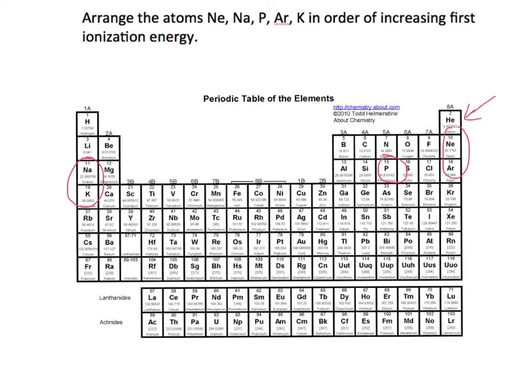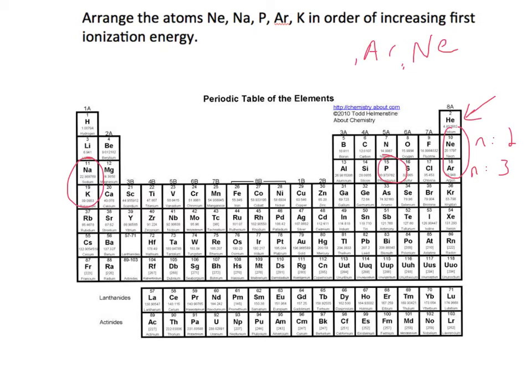Well, how do we know which one has a greater ionization energy, neon or argon? Well, argon is in the n equals 3 shell, whereas neon is in the n equals 2 shell. And so the electrons farther out are going to be more likely to be given away versus the ones held closer in. And so neon is going to have the highest ionization energy. Argon would be the second highest.